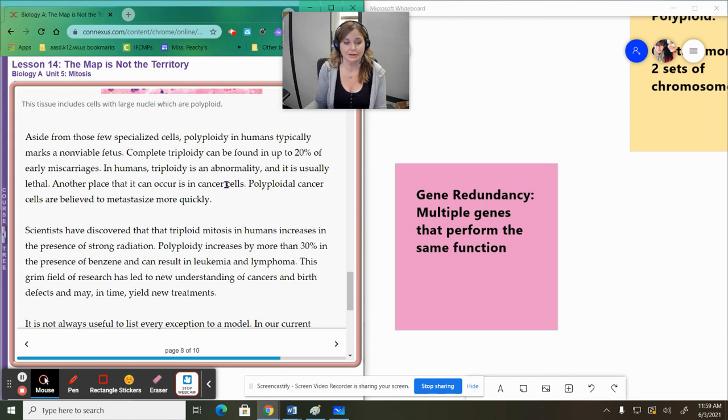Another place it can occur is in cancer cells. Polyploid cancer cells are oftentimes believed to metastasize, which means they can spread to different parts of the body more quickly. So in animals, these are oftentimes negative things if they occur naturally, and usually lead to the death of the organism. All right, so that is an overview of what this lesson discussed.